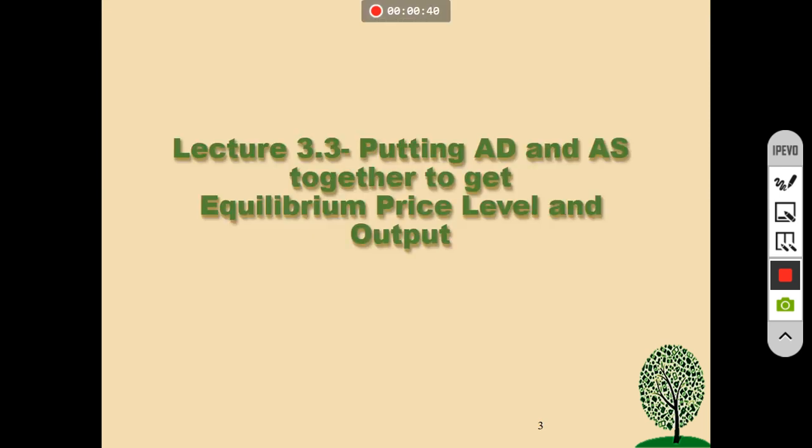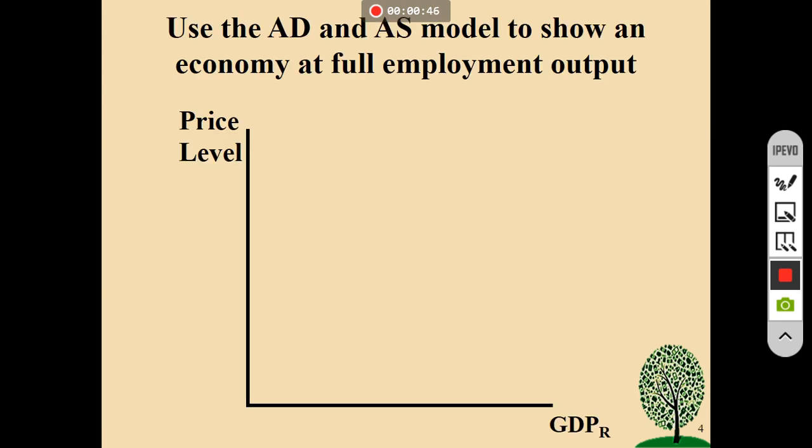So we're going to put them together. We're going to learn about equilibrium, price level, and output. So this is our ADAS model. We're going to show our economy at full employment, right? So when our economy is at its perfect spot.